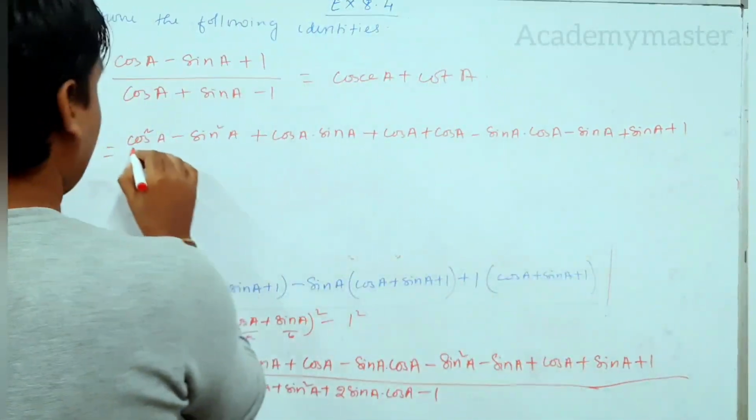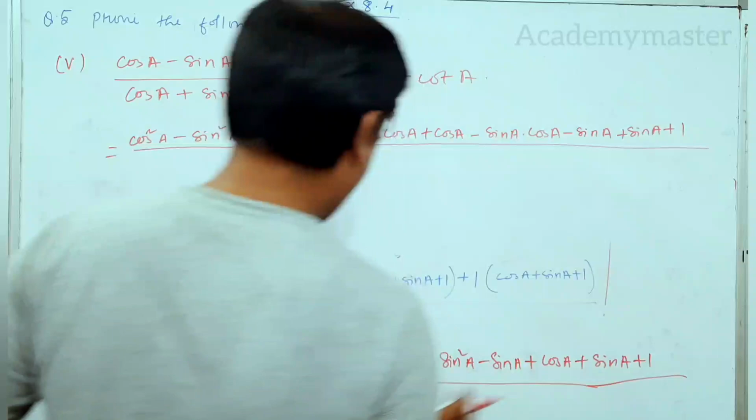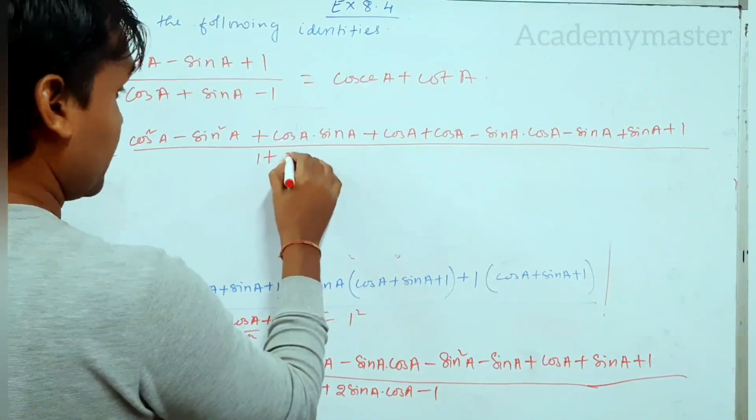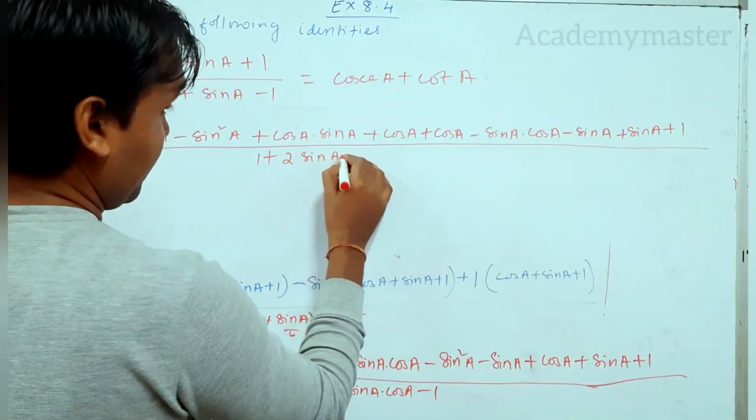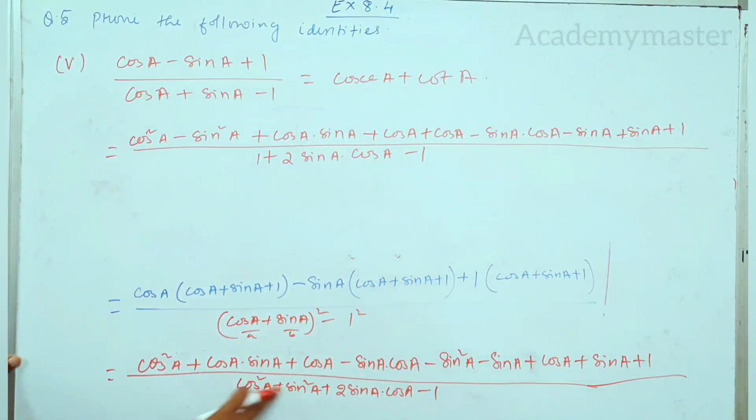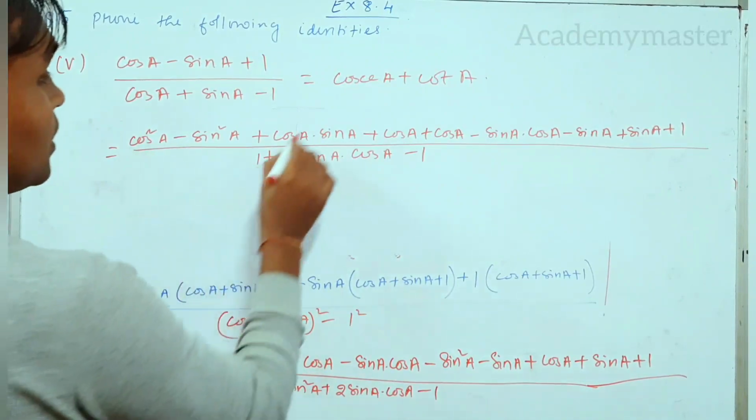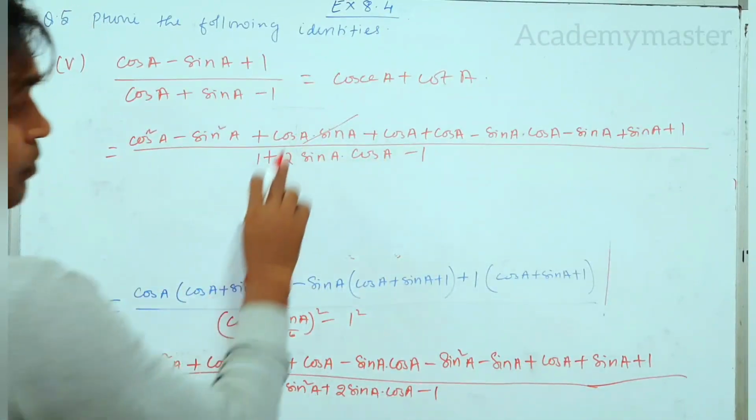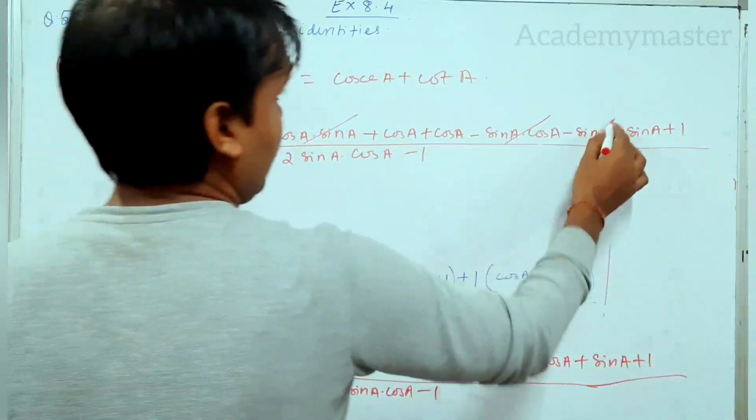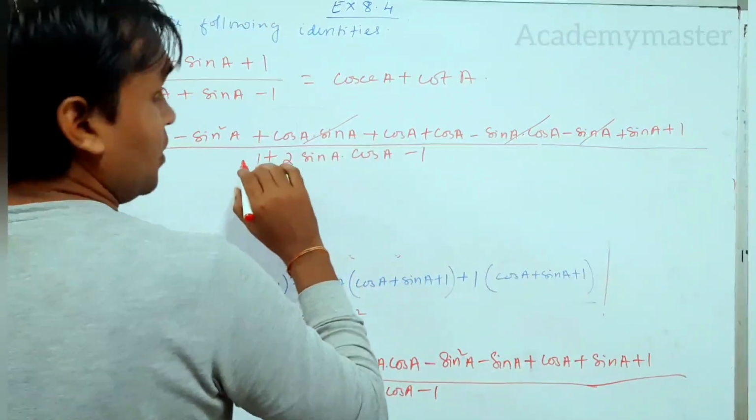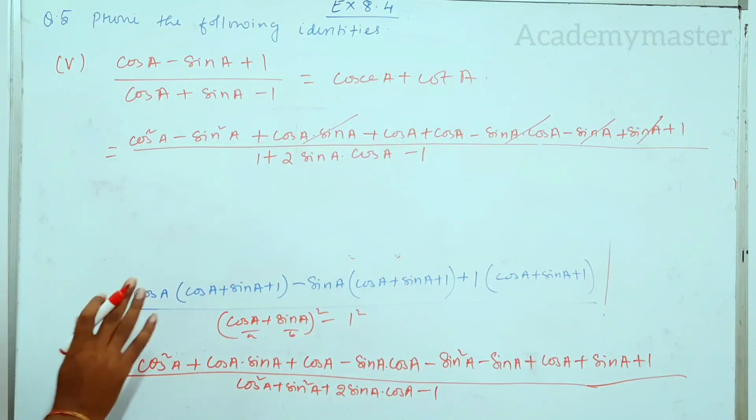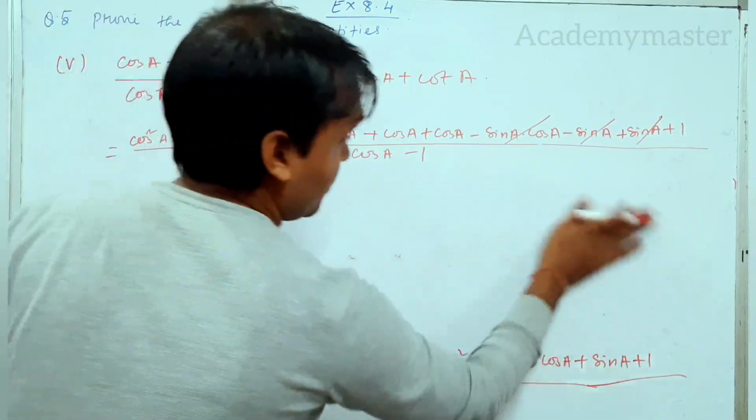Plus 1 divided by, see, sine square A plus cos square A, it will be 1, plus 2 sine A into cos A minus 1. Cos square theta plus sine square theta is 1, so we have written that. So sine A into cos A positive, sine A into cos A negative, cancel. Sine A negative, sine A positive, cancel. So whatever things are left out now, we will take it down.